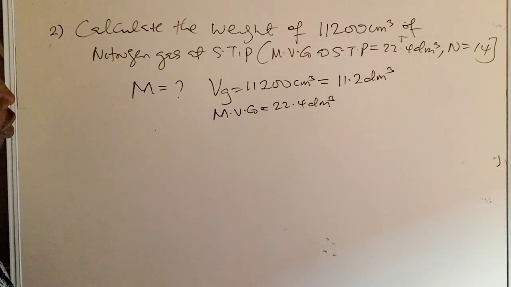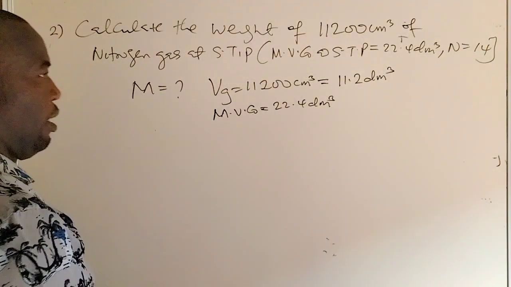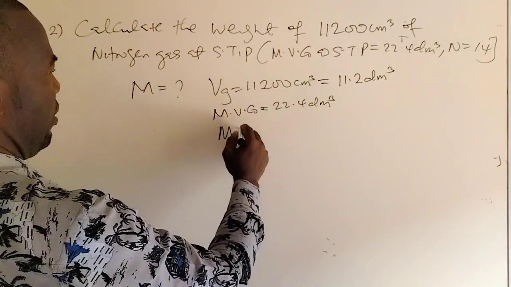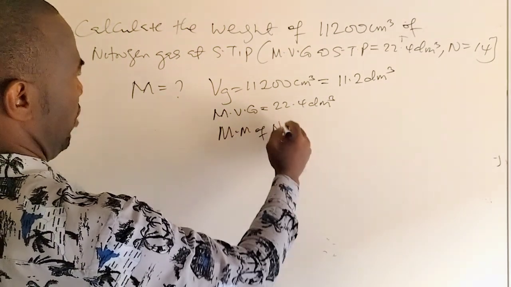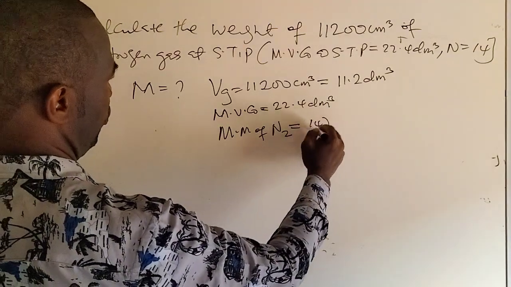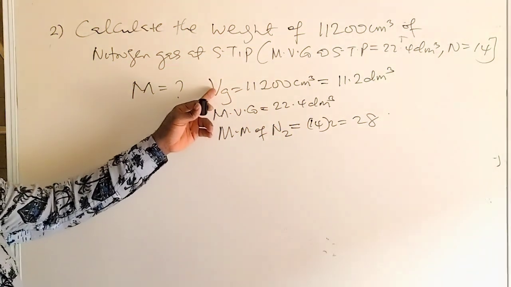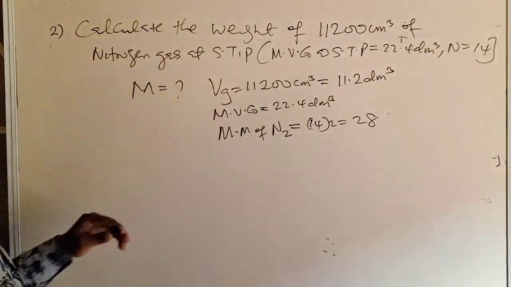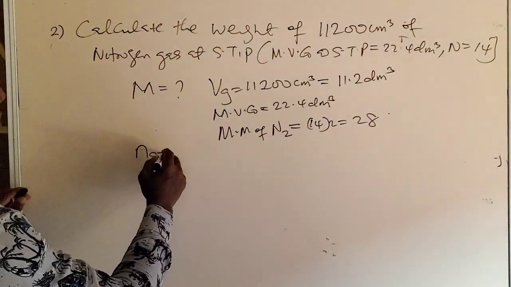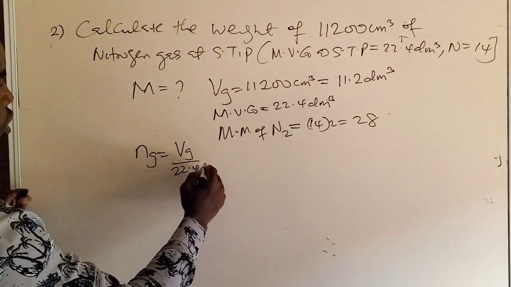What are we looking for? We'll have the atomic mass of nitrogen, 14. So that is the atom. So find the molar mass of the nitrogen molecule, N2. It's not a noble gas, so multiply it by 2. That gives you 28. These are connected to mole by the formula: mole of a gas is given by volume of gas all over 22.4 dm cube.